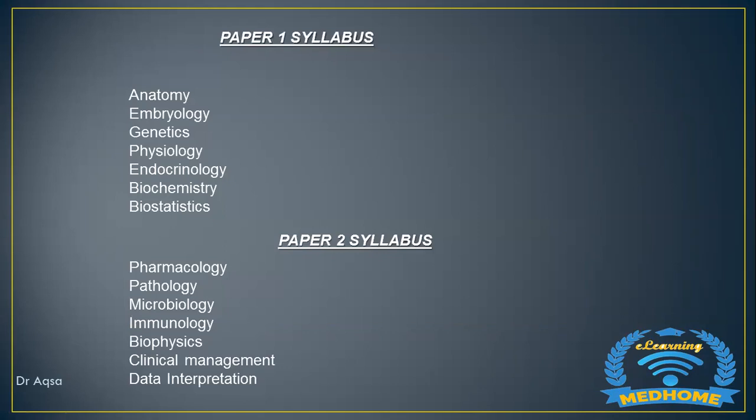The major questions come from this anatomy, so I have decided to discuss the whole of anatomy in these sessions. Then next, we have embryology, genetics, physiology, endocrinology, biochemistry, and biostats. In paper 1, the most important part is anatomy, then endocrinology, and then only 5 to 6 questions come from biostats.